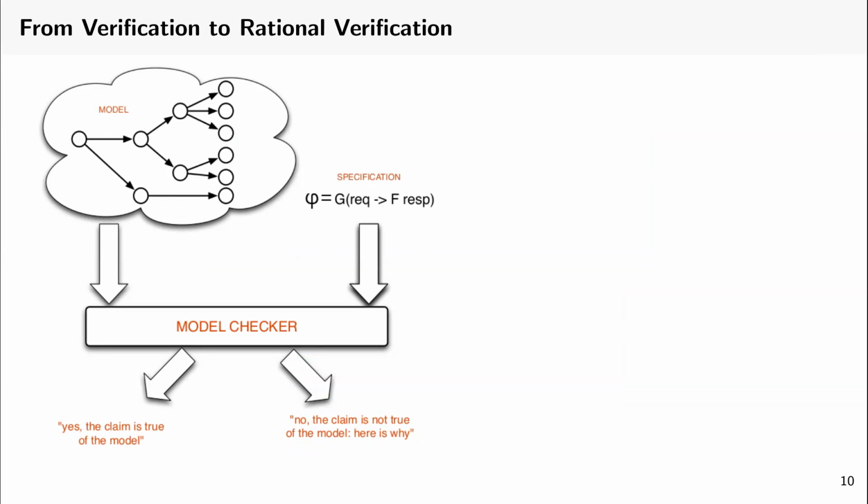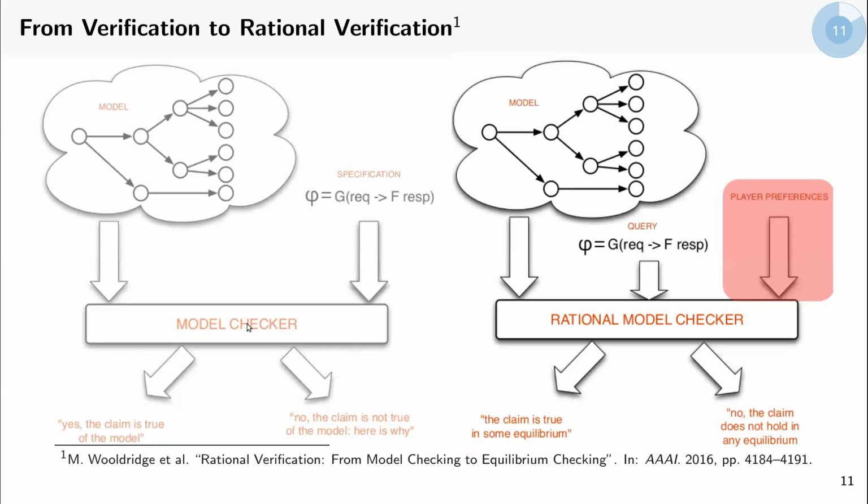In classical verification, in model checking, for instance, we have some model and we have some specification that we want to check whether it's satisfied in the system. The model checker will output yes if the claim is true in the model, or no, and then it will give some counterexample. But in rational verification, we have a rational model checker, and we take into account player preferences. So we have one more input here, which is player preferences. And it outputs yes, the claim is true in maybe some equilibrium, or no, the claim does not hold in any equilibrium.